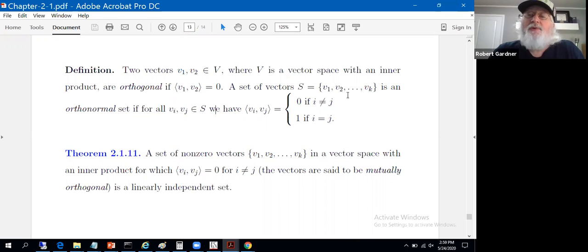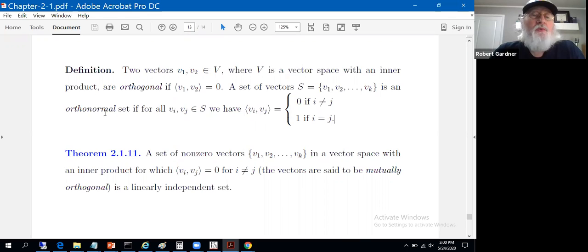A whole set of vectors, v1 through v sub k, is called an orthonormal set if, taking any v sub i, v sub j in that set, the inner product is 0 when i and j are different, and the inner product is 1 when i and j are the same. So any two different vectors are perpendicular to each other. And if j equals i, we have v sub i inner product v sub i, that's the norm squared of v sub i, equals 1.